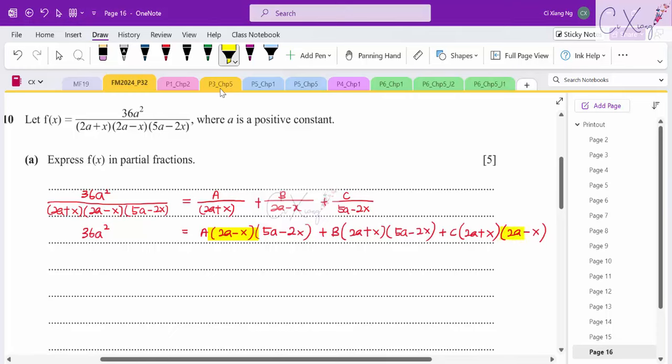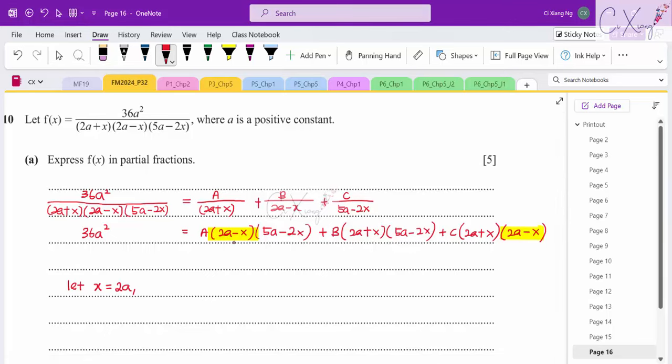For these factors, if I let x equal 2a, then this particular bracket will become 0, because 2a minus 2a is 0. So now substitute x equals 2a into this whole equation, and I will have 36a squared equals, this bracket is 0, therefore the whole term here becomes 0. This is also 0, the whole term in C is also 0, so we have only something in part B.